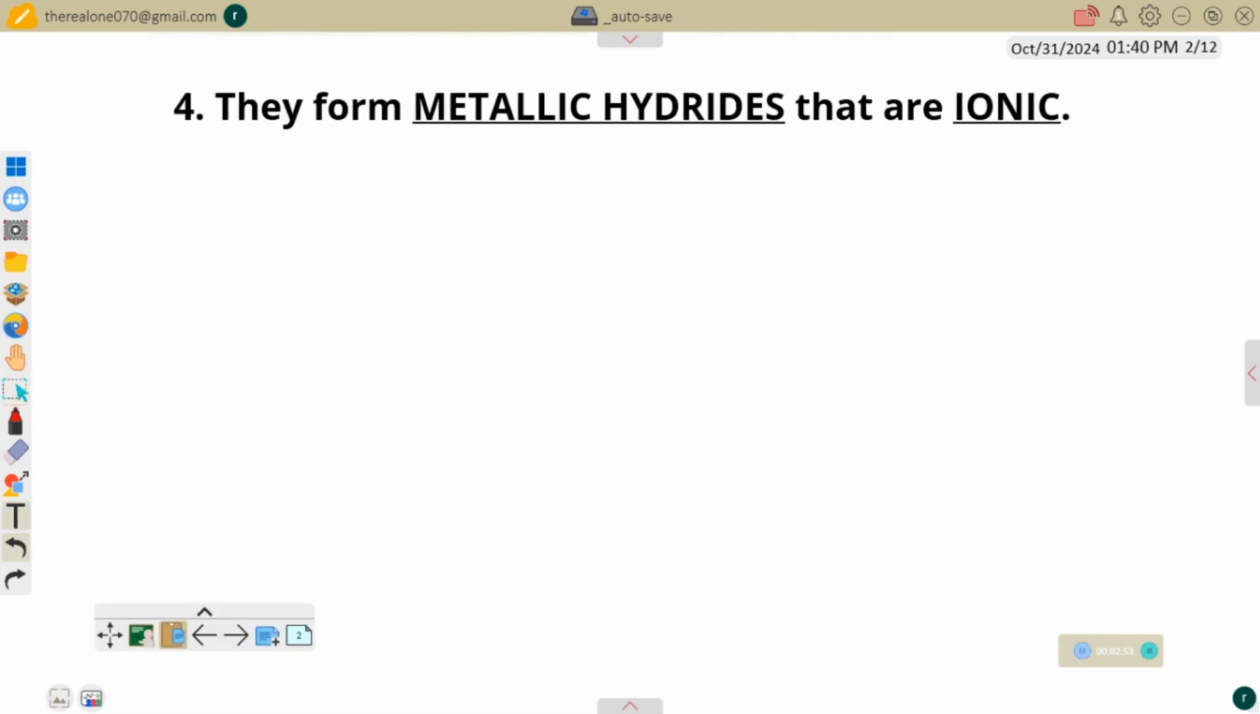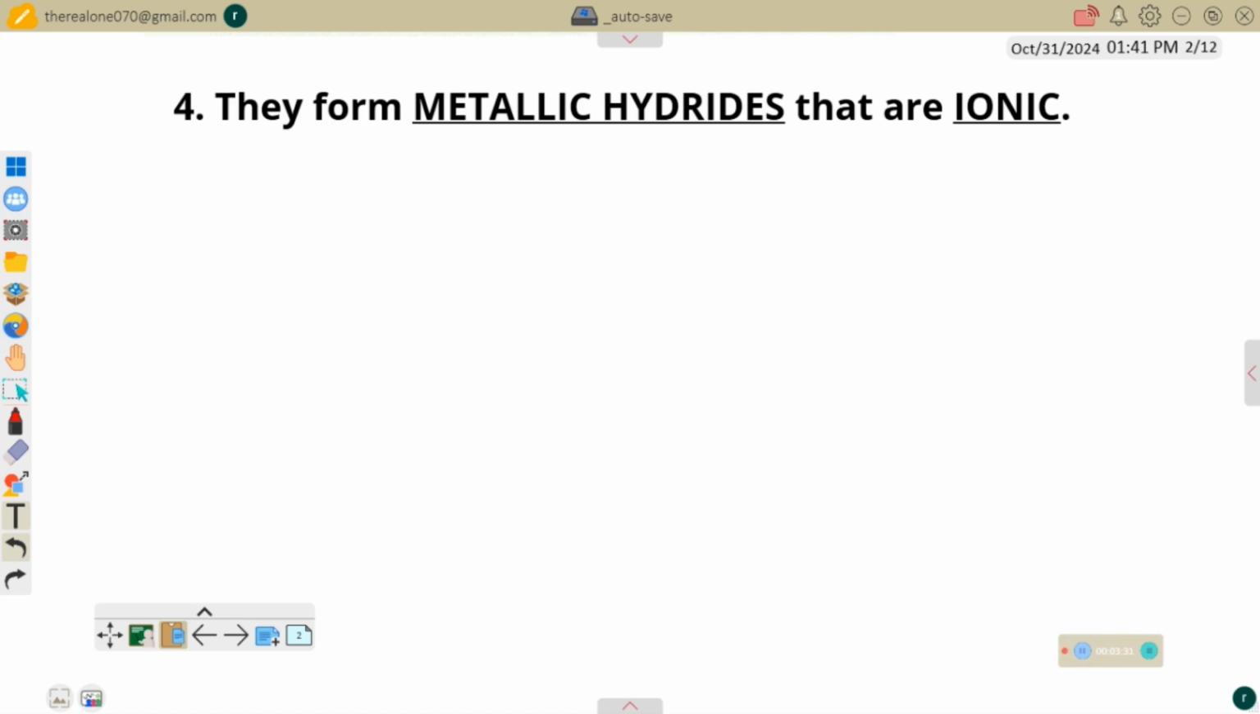They form metallic hydrides that are ionic. First, metallic hydrides are compounds that are formed from the combination of a metal and hydrogen. So hydrogen will always be the second element. So it is always a binary compound, that is, a compound that contains two elements. One will be metal and the second will be hydrogen. Hydrogen will always be the last. So that will give us a metallic hydride.